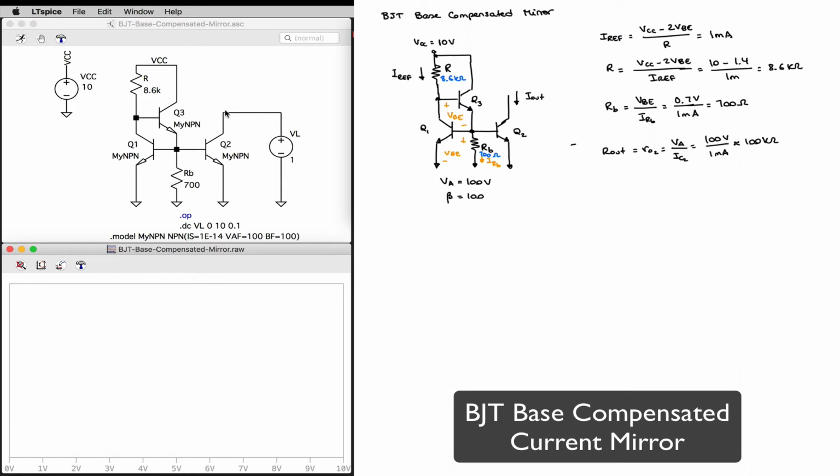I'm expecting also my compliance range to be similar to that of the basic mirror, because I still have only one transistor at the output that I need to keep out of saturation, that's Q2, and so this voltage should be able to be dropped all the way down to 1 saturation voltage. Let's take a look.